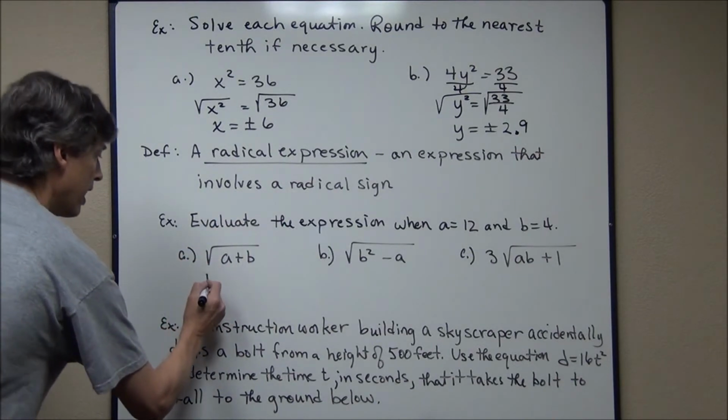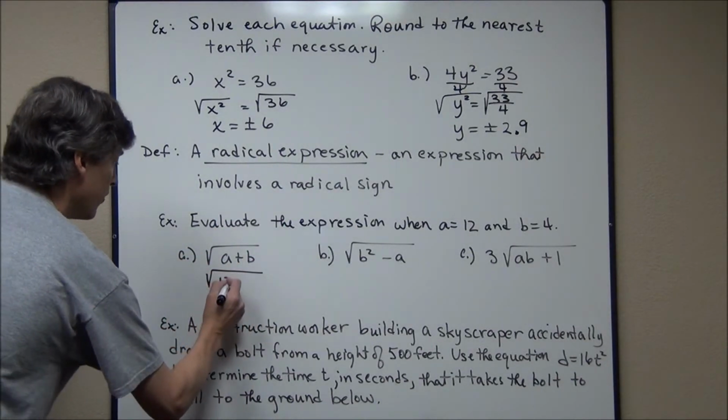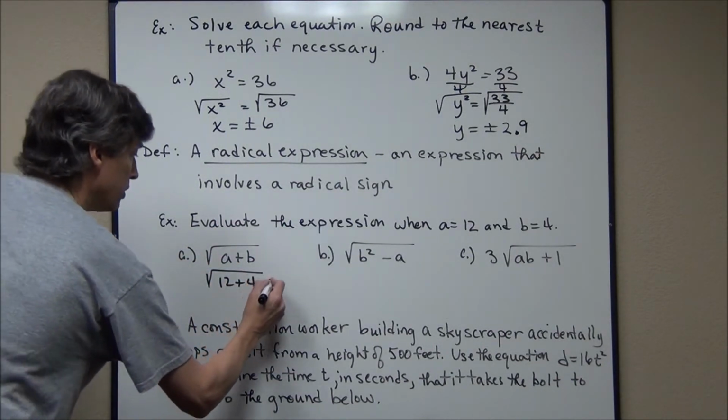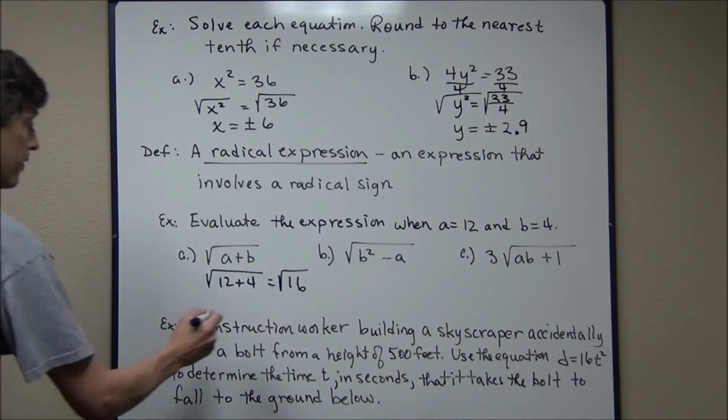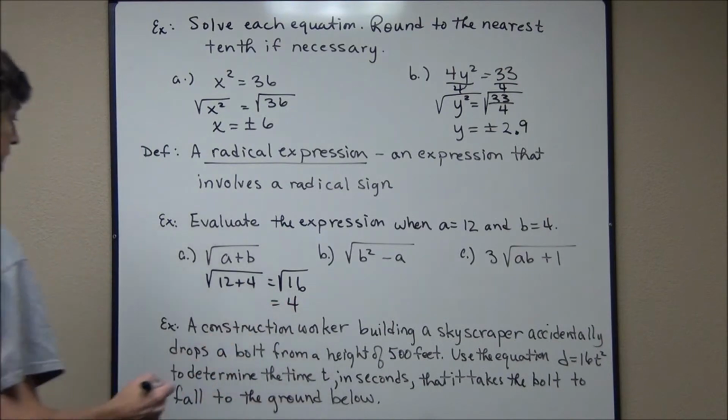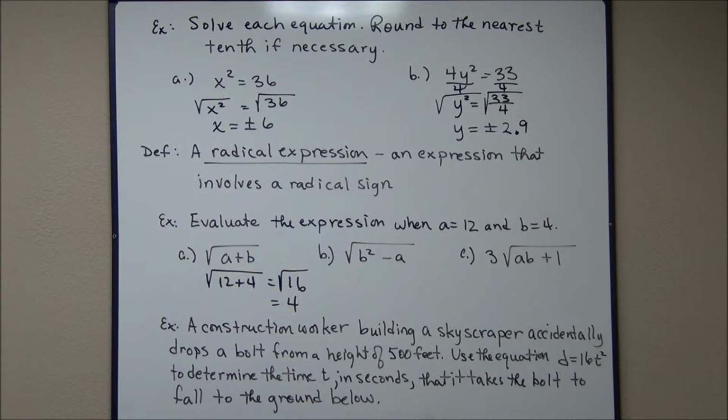I plug in, I get the square root of 12 plus 4, which is the square root of 16. Well, I don't need a calculator here. That's going to come out to be exactly 4. Positive 4, because I am looking at just the positive square root.